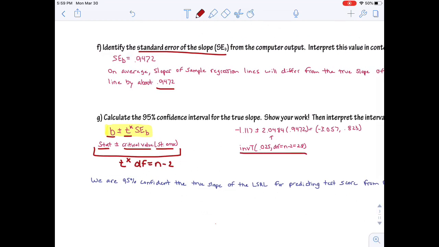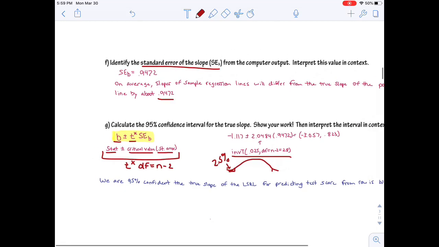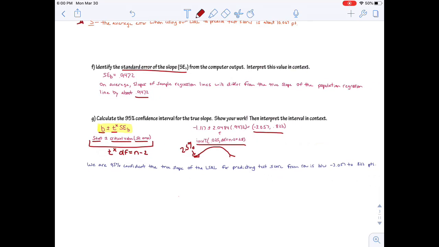To find that t value, you use inverse t of 0.025, because remember with your graph, you're going to have 2.5% at both ends. And we find out that the true slope is somewhere between negative 3.057 and 0.823. If you had your own data, you could run this in a calculator to get that out doing a LinRegTInt. And again, interpreting like we always do, we're 95% confident the true slope of the least squares regression line for predicting the test score based on your row is between those two values.